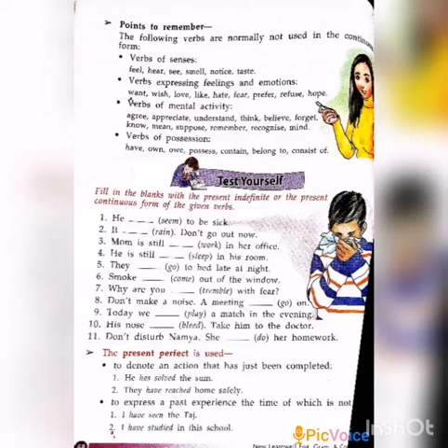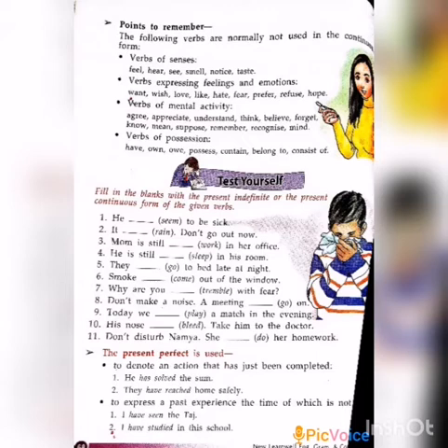So where we use it and where we do not use it, we learn in this lesson. In the page below, a test yourself exercise is given. Fill in the blanks with the present indefinite or the present continuous form of the verb given in brackets. First you should remember where we use is, am, and are. According to the subject, we should use a be form, plus the verb with the ing form. That is known as the present continuous.